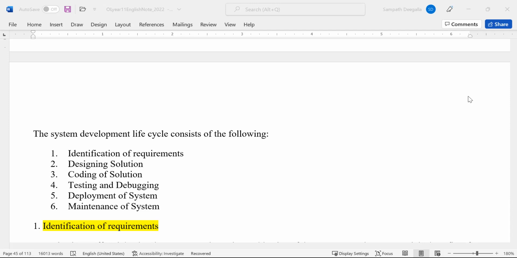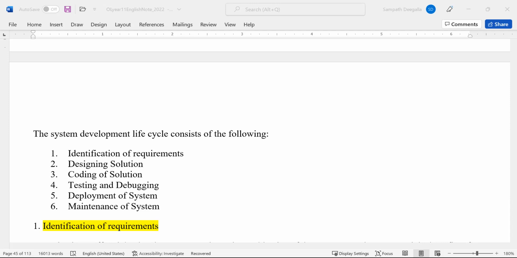Then you have to code in the solution, or we call implementation, right? We need to implement the solution. So we have to see how to build the information system. For that, we have to identify different software requirements, hardware requirements, and then you have to build the system.